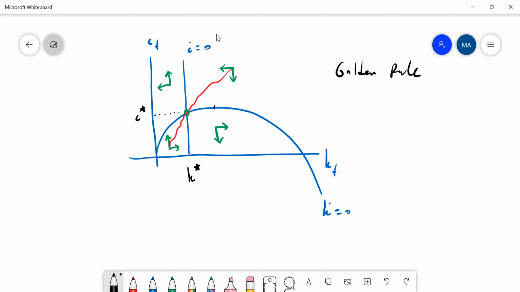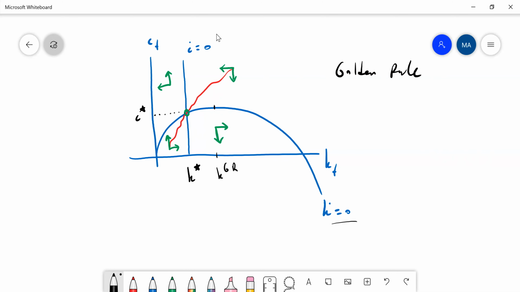Now, within such a framework, where is the golden rule? Golden rule is here. That's K dot equals 0, and golden rule is exactly right here. And you see that K star must be really optimal in that sense, because it is even lower than the K golden rule. So there is no way that we can talk about dynamic inefficiency here.